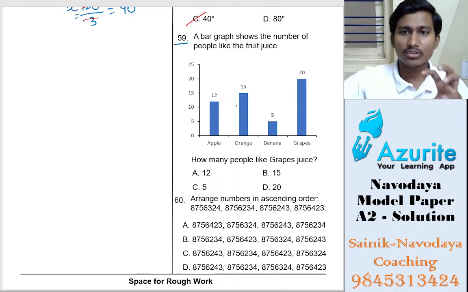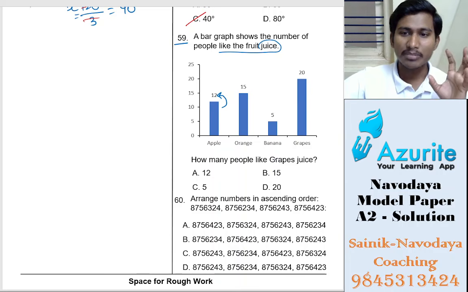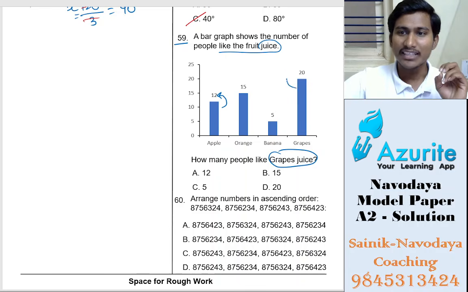Okay, so what is the question? A bar graph shows the number of people who like the fruit juice, right? So here apple is liked by how many people? 12, right? Orange is 15. So they are asking how many people like grape juice. Grape is where? Grapes is here, that is 20 people like grape juice.